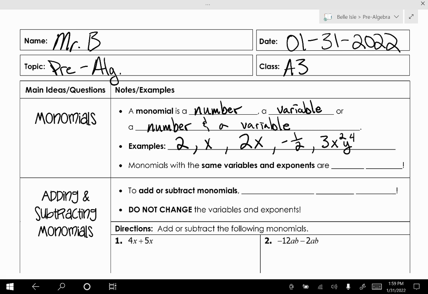Monomials with the same variables and exponents are like terms. All that's saying is if I have 3x to the 2nd, y to the 6th, and then I want to subtract 5, the variables and the exponents must be the exact same for that to work. Yes?